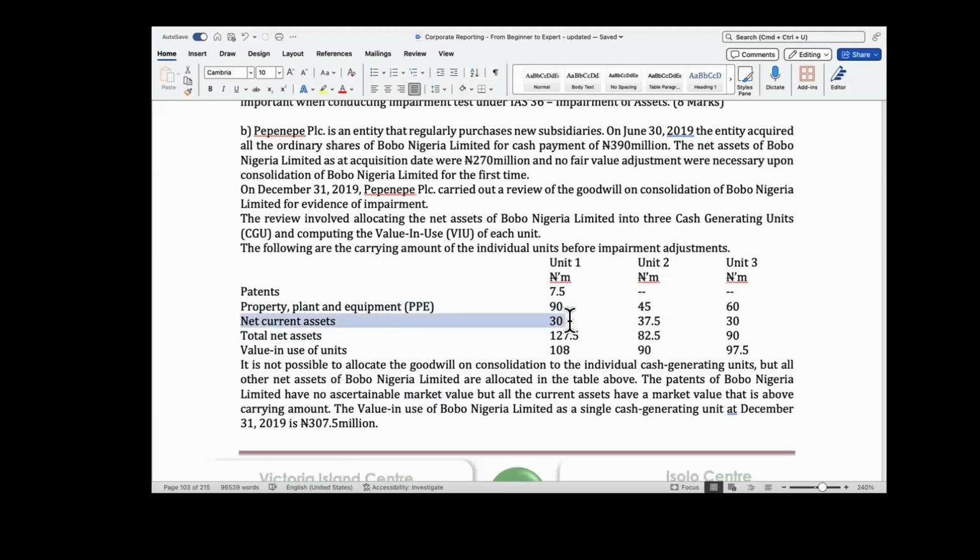Furthermore, they said the value in use of Bobo Nigeria Limited as a single CGU at December 31st is 307.5 million. Okay, so the value in use of the entire CGU, everything combined, is 307.5 million. Okay, this is quite informative.